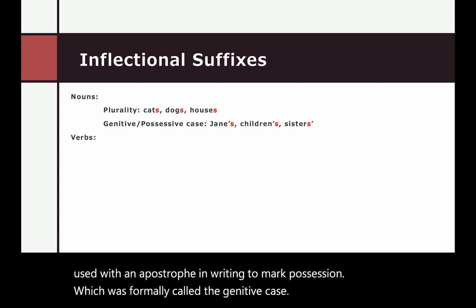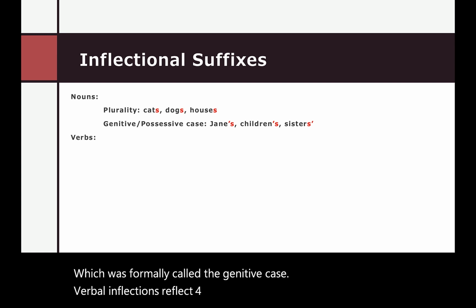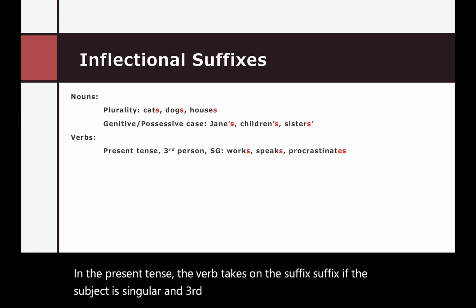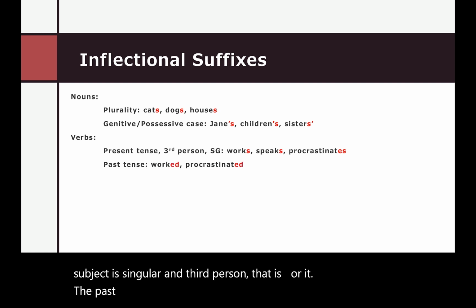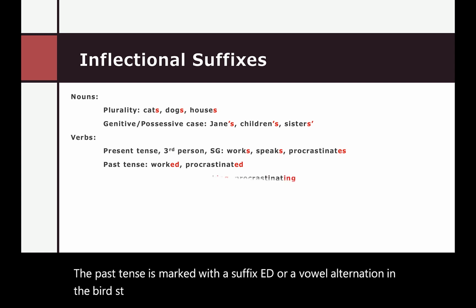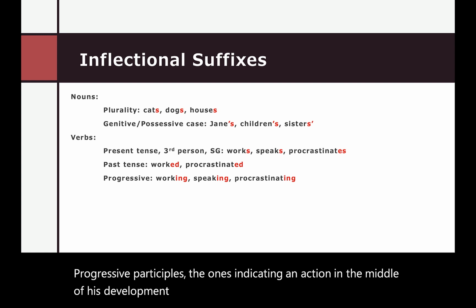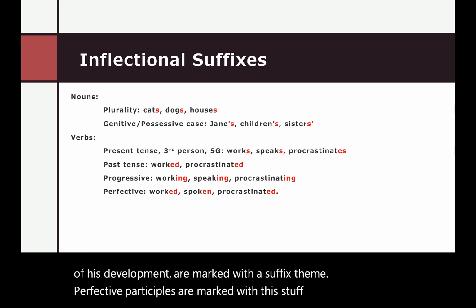Verbal inflections reflect 4 grammatical relationships. In the present tense, the verb takes on the suffix "s" if the subject is singular and third person, that is, he, she, or it. The past tense is marked with the suffix "ed" or a vowel alternation in the verb's root. Progressive participles, the ones indicating an action in the middle of its development, are marked with the suffix "ing." Perfective participles are marked with the suffixes "en" or "ed."